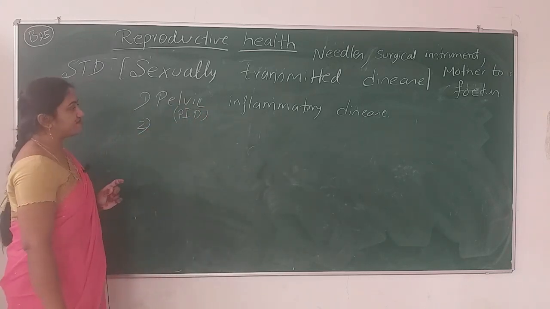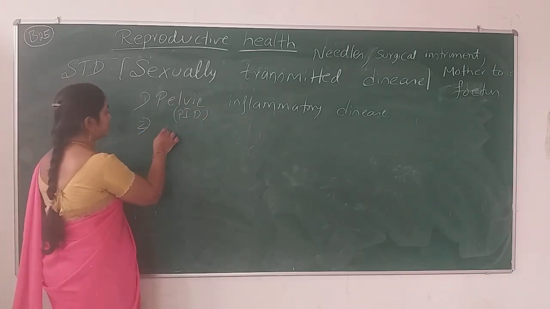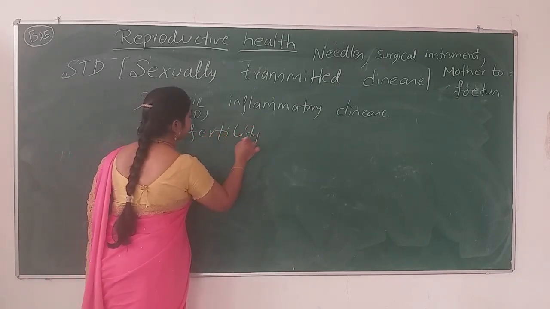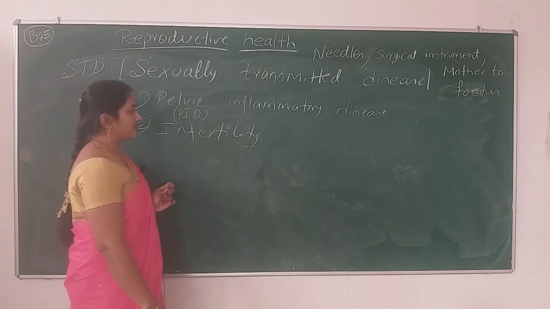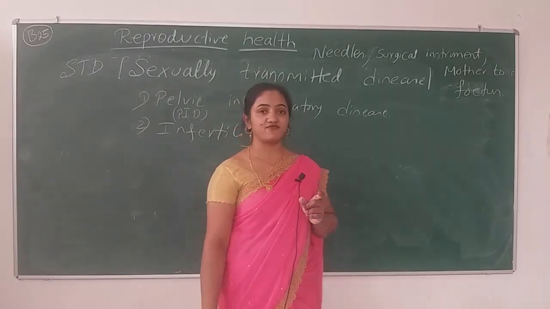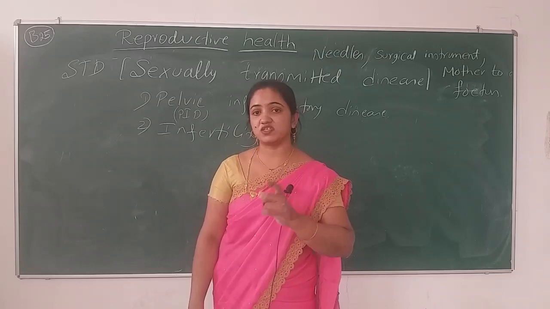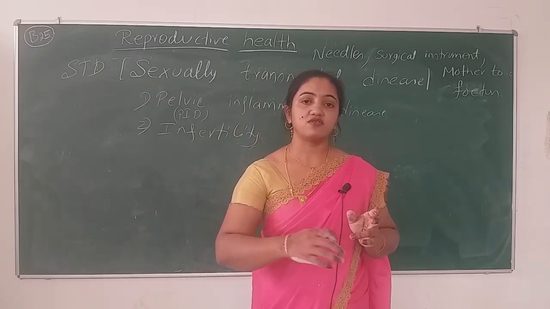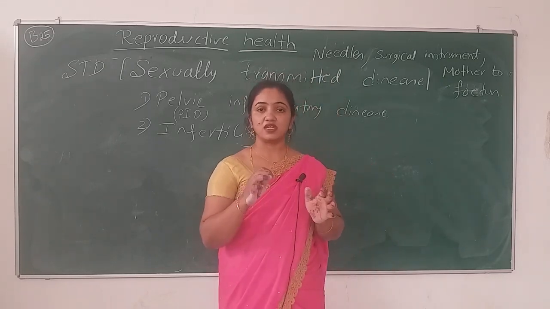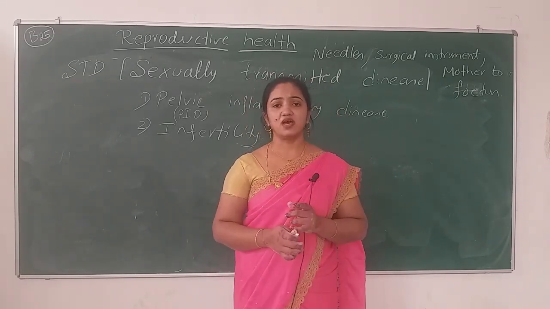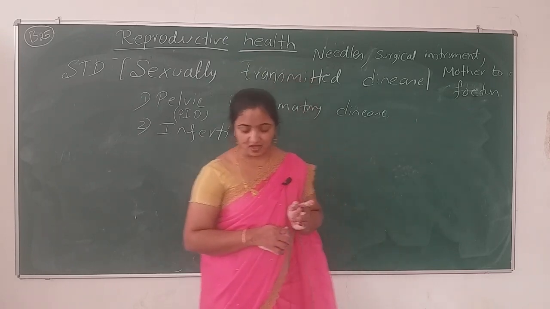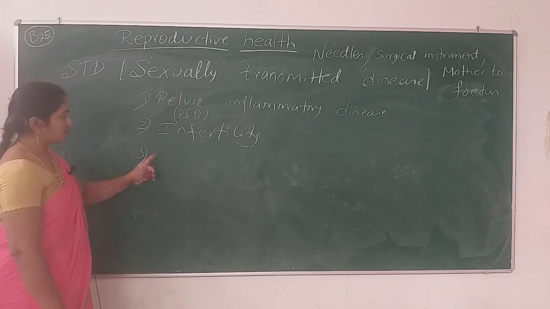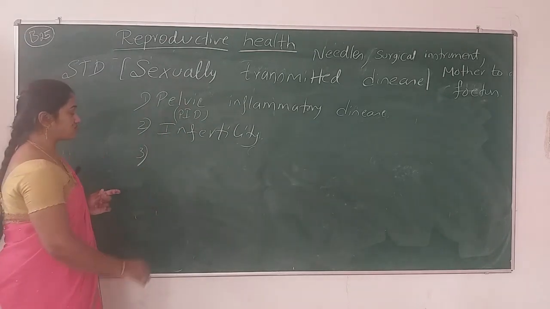And in the severe cases it also includes, what is that? Infertility. A male or female can also be suffering from infertility. Infertility means they cannot give birth to a young one. It means they are unable to produce male or female gametes. In the severe condition, this is also one complexity.